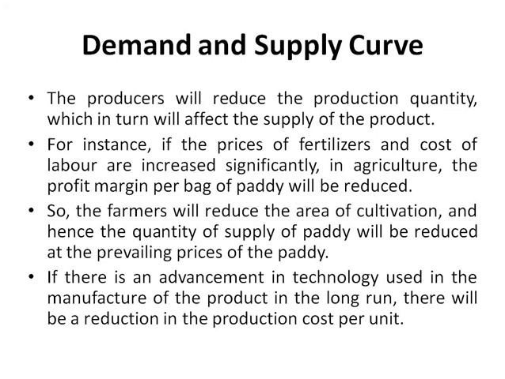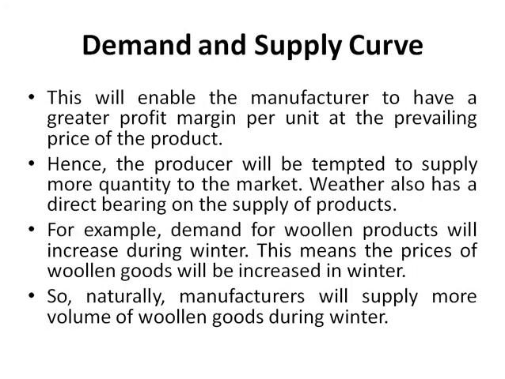If there is an advancement in the technology we are using in the manufacturing of a particular product, in the long run there will be a reduction in the production cost per unit. This will enable the manufacturer to have a greater profit margin per unit at the price of the particular product. Hence, the producers will be tempted to supply more quantity to the market.